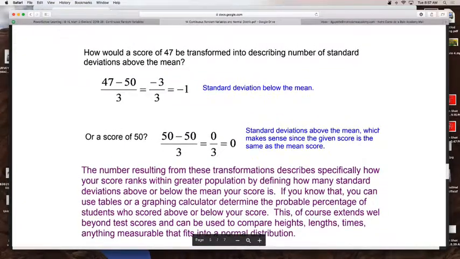So if I got a 47 with a mean of 50 and a standard deviation of 3, then we can say a 47 is 3 points below the mean, and the standard deviation is 3, so we are 1 standard deviation below the mean. What if I got a score of 50? 50 is 0 above the mean, standard deviation is 3, so a score of 50 is 0, which means you struck the mean exactly right.